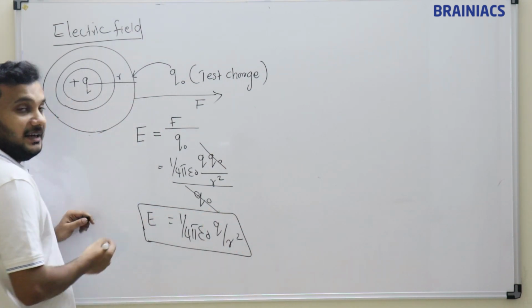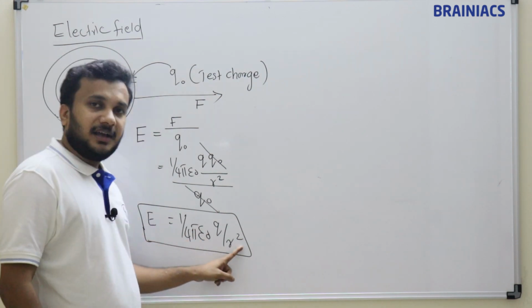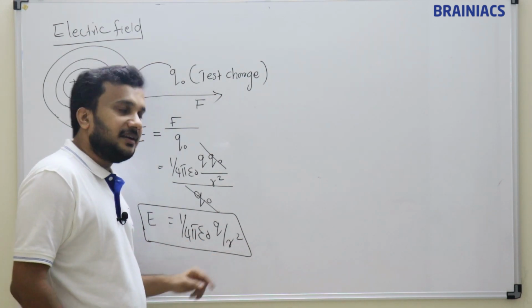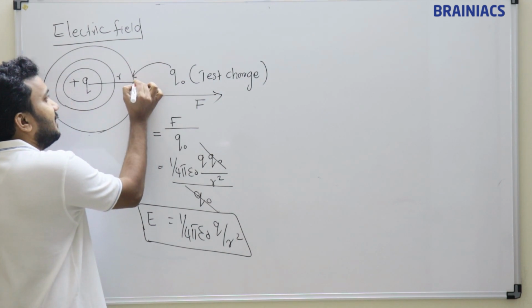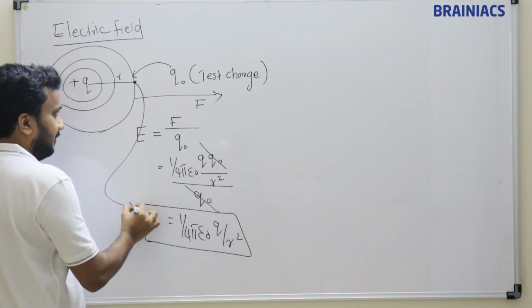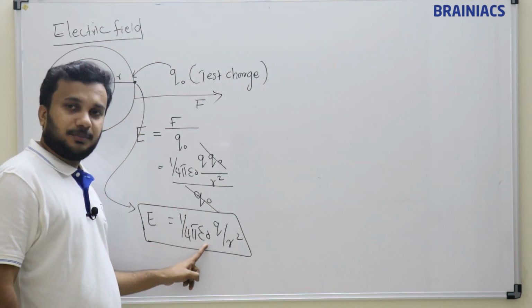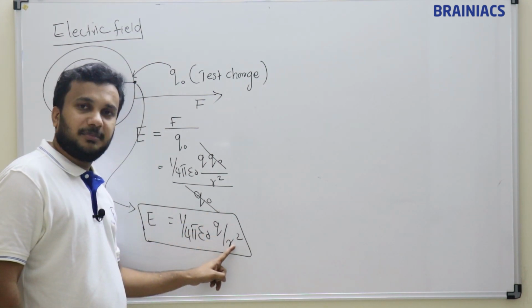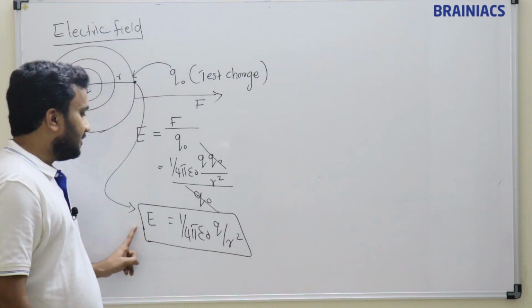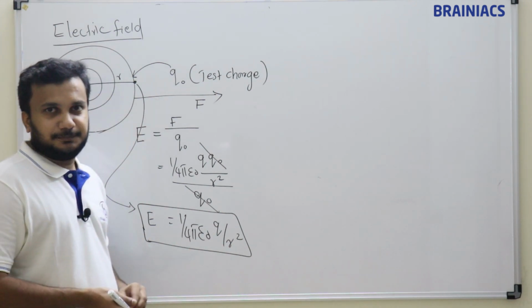This is the electric field where? This is the electric field at a distance of r meter away. R meter away means the electric field available here. So the electric field at this position is equal to 1 by 4 pi epsilon 0 q divided by r square. This is the definition of electric field.